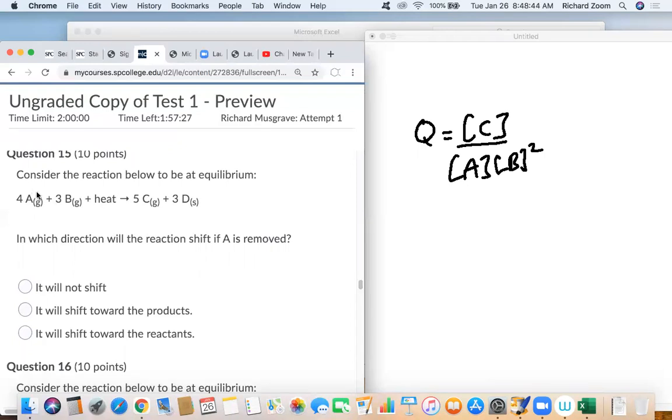Can you say that again? Can you repeat that? Sure. The reaction will move towards the reactant side because it wants to form the A that you removed. Is that okay? Those people who wanted me to repeat that, are you okay with that?